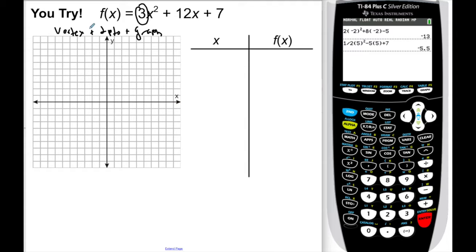Not 2 points, I'm sorry. Vertex plus 4 points and graph. Okay? So please pause the video, take a second to try to solve, and then in a moment we will go ahead and unpause and I'll show you how to solve it.